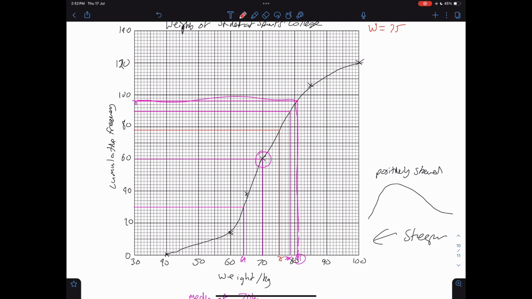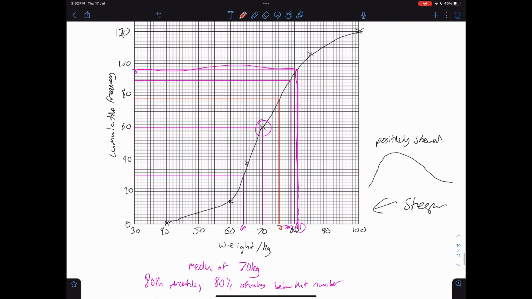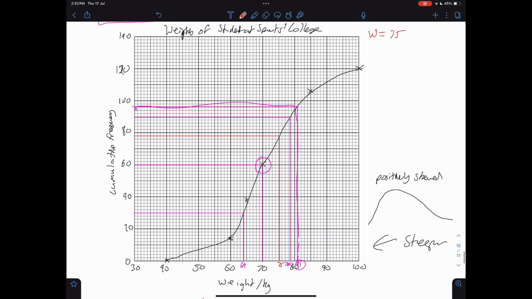That is pretty much all you really need to know about cumulative frequency graphs. There are lots of different ways they could ask you about estimates, and the best way to be familiar with all that is lots of practice. This is just the general concept and should be enough for you to get straight into practice.